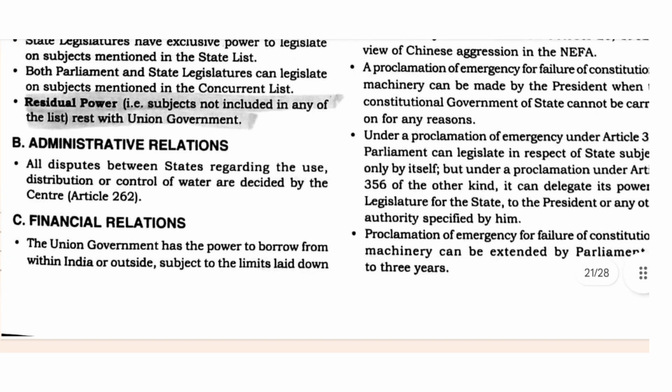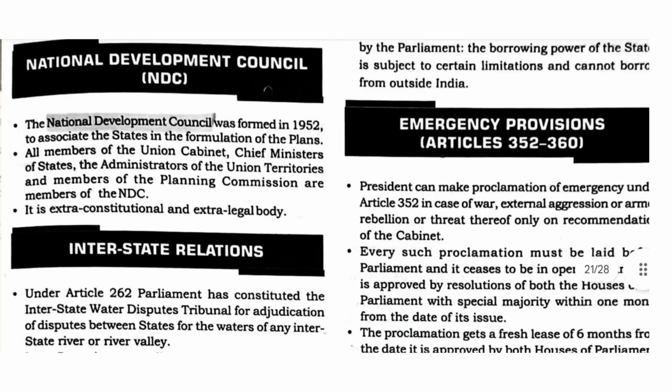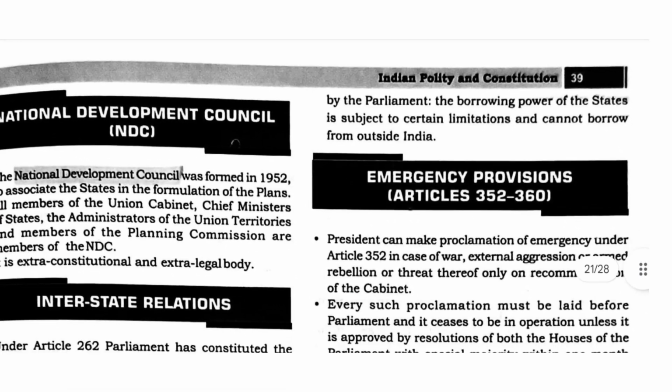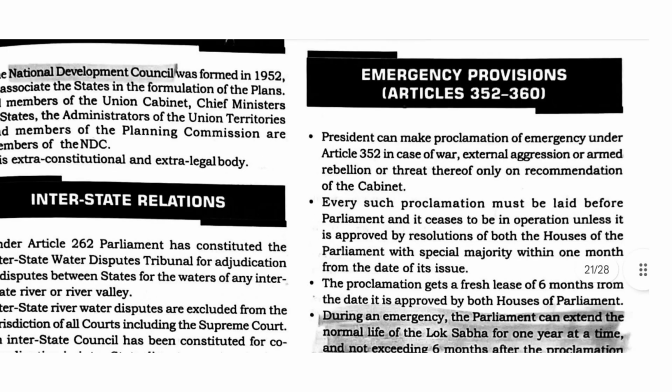Administrative relations. All disputes between states regarding the use, distribution, or control of water are decided by the center. Financial relations. The union government has the power to borrow from within India or outside, subject to the limits laid down by the Parliament. The borrowing power of the states is subject to certain limitations and they can't borrow from outside India.